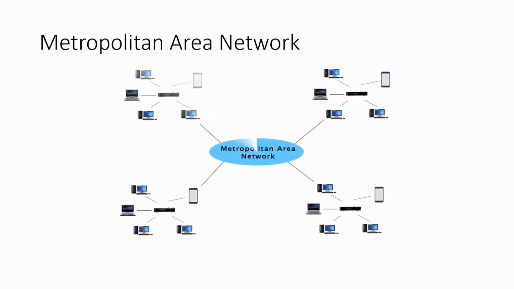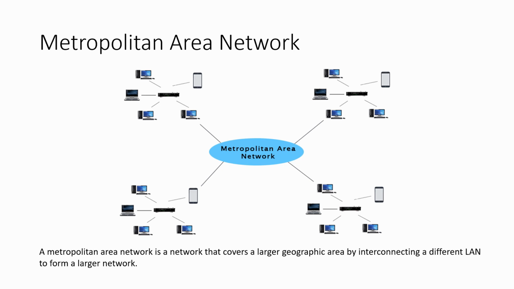Metropolitan Area Network, MAN, is a network that covers a larger geographic area by interconnecting different LANs to form a larger network. Government agencies use MAN to connect to the citizens and private industries. In MAN, various LANs are connected to each other through a telephone exchange line. The most widely used protocols in MAN are RS-232, Frame Relay, ATM, ISDN, OC3, ADSL, etc. It has a higher range than Local Area Network, LAN.